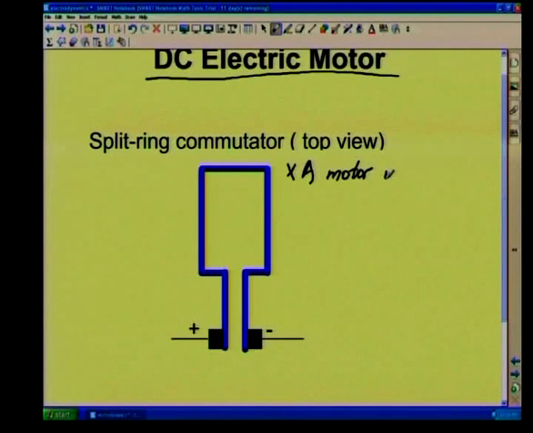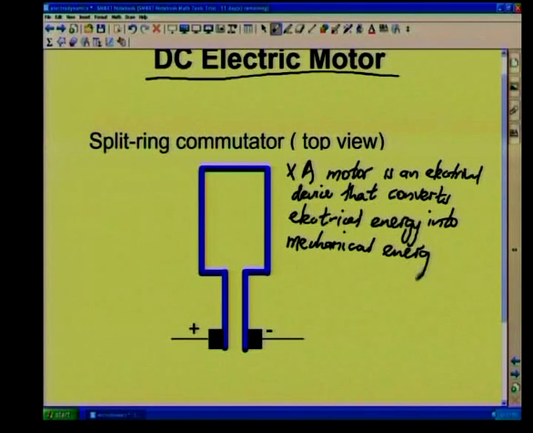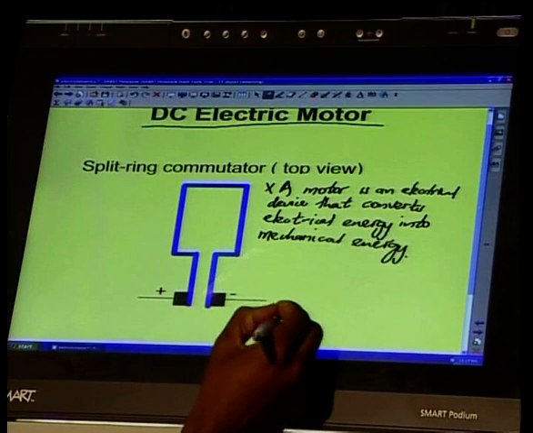A motor is an electrical device that converts electrical current or electrical energy into mechanical energy. Okay, so you need to have an input of electrical energy.